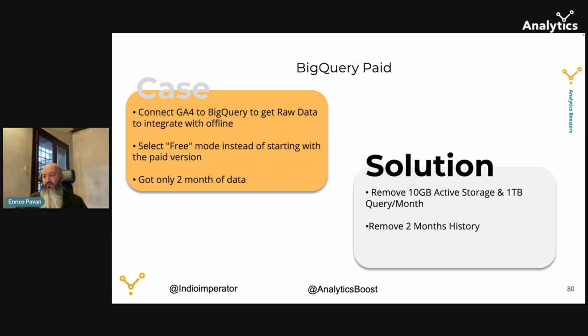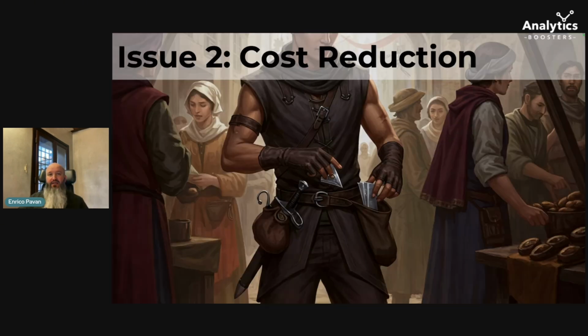If you pay, for example, and you are under the 10 gigabyte active storage and 1 terabyte query per month, you can just use your credit card. You are not charged for anything if you use it like a repository, if you, again, remain inside certain types of limits, and you can remove the 2 months history that you got in the free version of BigQuery.